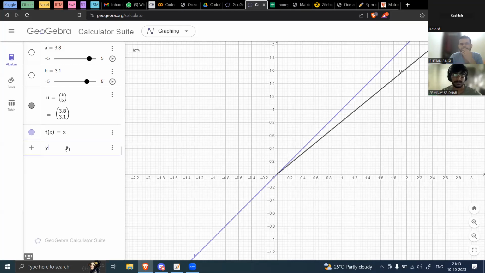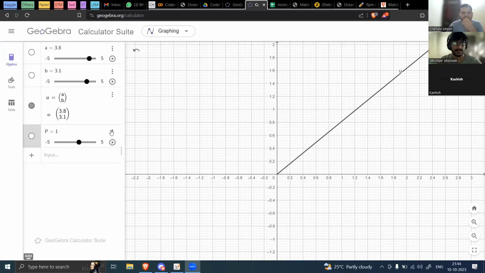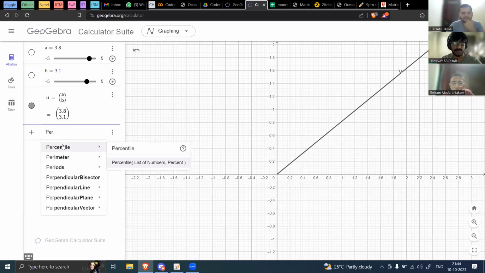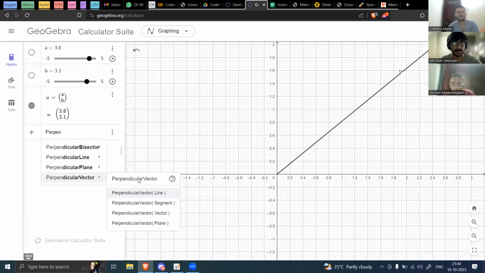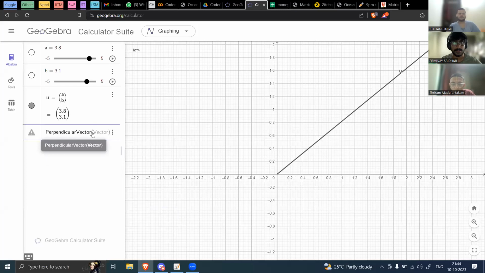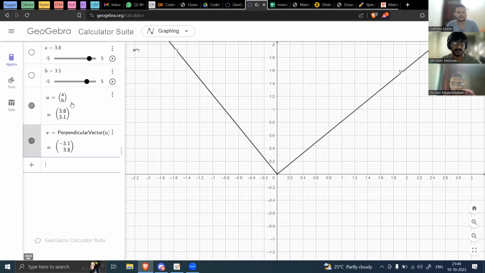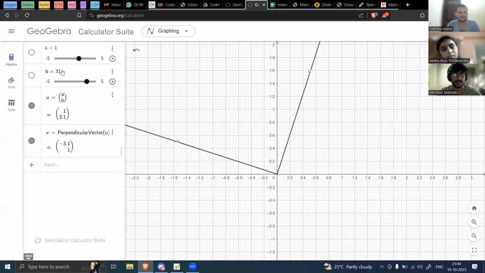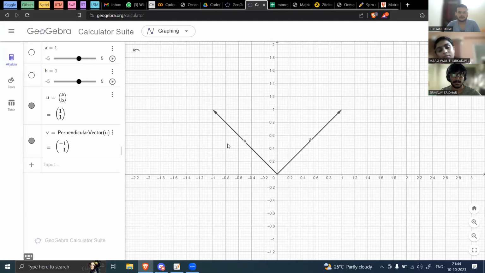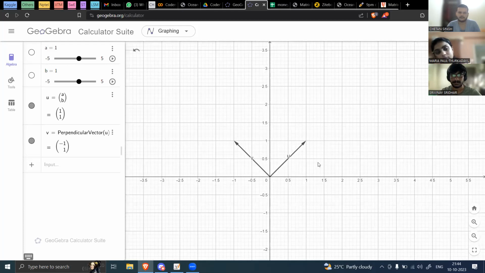So you can find the perpendicular vector by writing perpendicular vector. That's what I wanted, thank you. So we want to find the perpendicular vector to this vector u, right? So yeah, this was our earlier vector 1 comma 1.